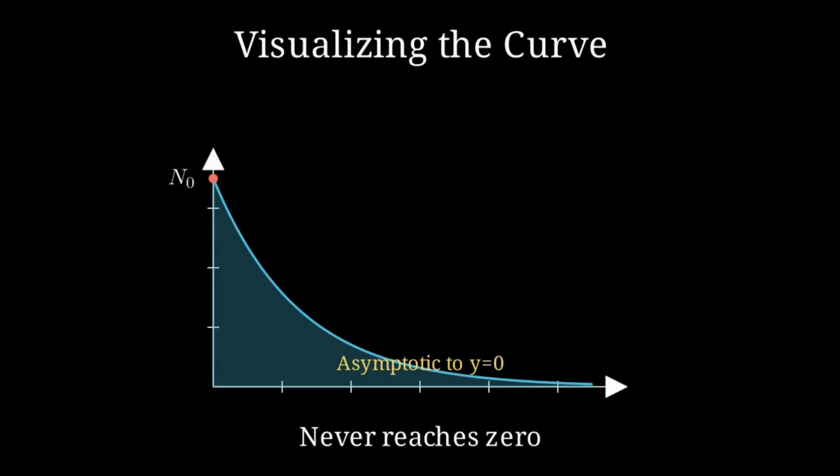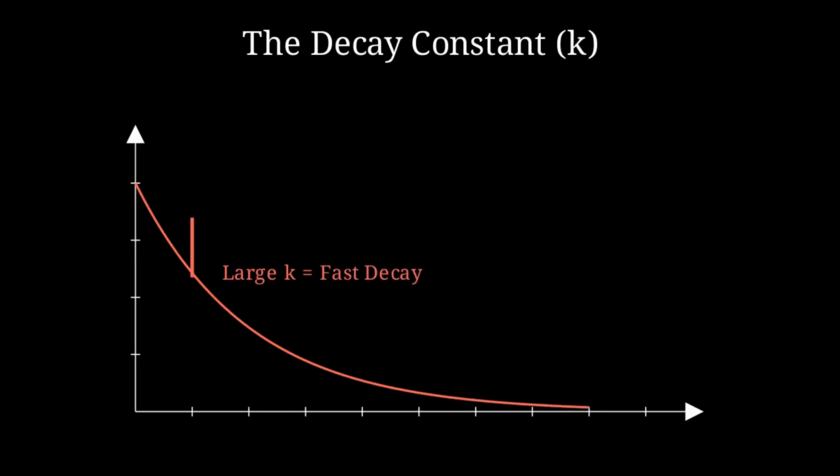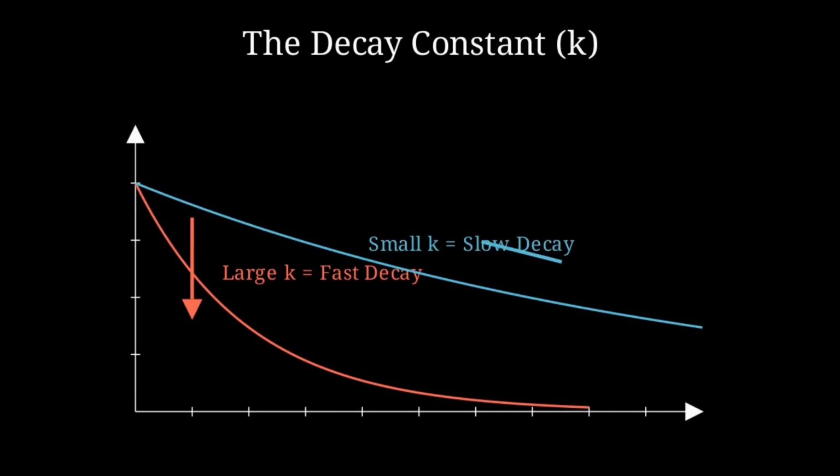The constant k determines the personality of the decay. A large k value means the substance vanishes quickly. Think of a hot spark cooling in snow. A small k value means a slow, lingering decay, like the radioactive breakdown of uranium-238, which takes billions of years.